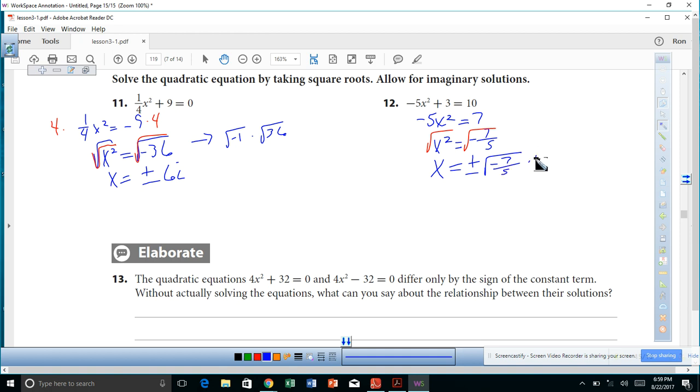Well, let's multiply the top and the bottom by the square root of 5, and that will give us x equals plus or minus the square root. Let's don't do it like that. 7 times 5 is 35, so you got the square root of 35. 5 times 5 is 25, the square root of 25 is 5, and then the square root of negative 1 is the i.